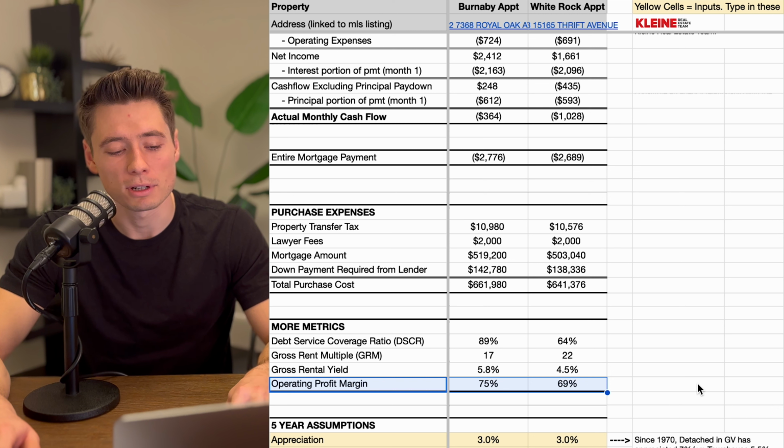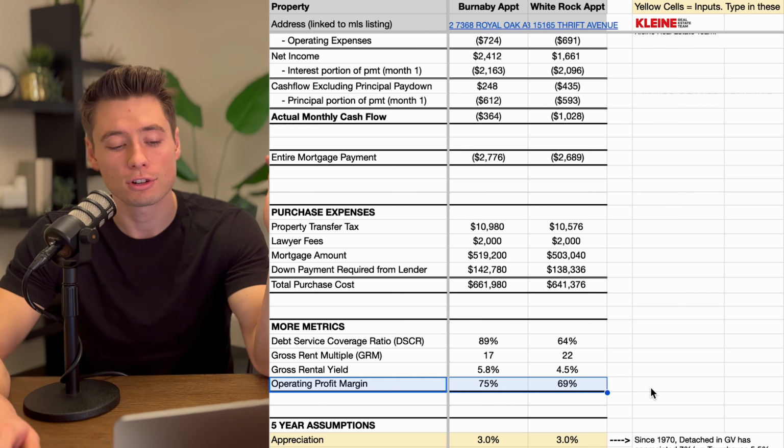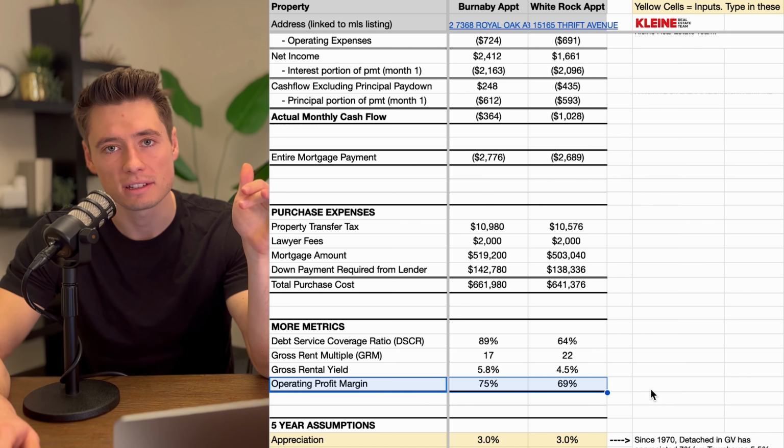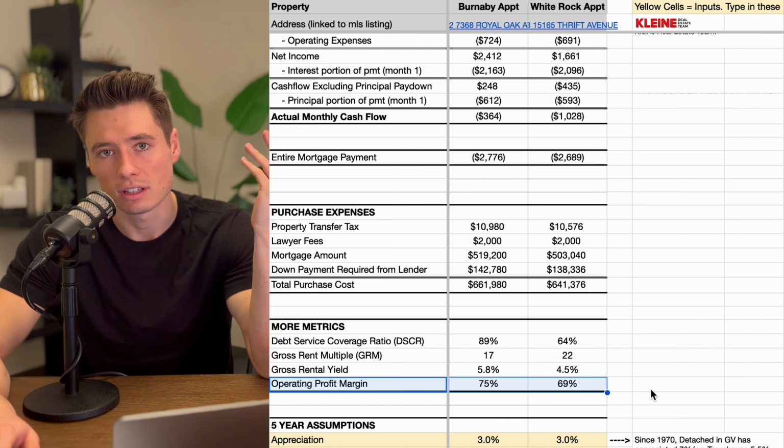And your operating profit margin, 75% on Burnaby, 69% on White Rock. And that is your gross rent minus your operating expenses: property taxes, maintenance, strata fee, those kinds of things. Doesn't include your interest. That's separate.